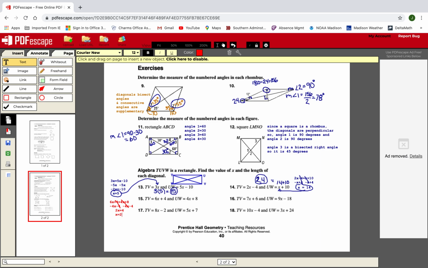Now that I know that x equals 2, I can substitute that back in, which is super handy. X equals 2 here. So I'm going to pop that back in right up here. Okay. And I'm going to, instead of saying 6x plus 4, I'm going to say 6 times 2 plus 4, which is 12 plus 4. A little more room here. 12 plus 4, which is 16. Okay, so that's going to be the length of our diagonals for number 15.